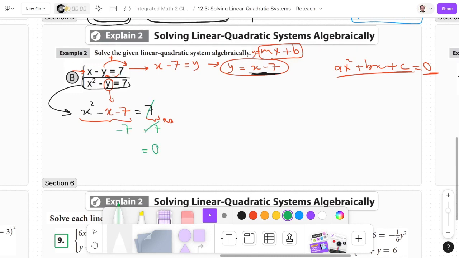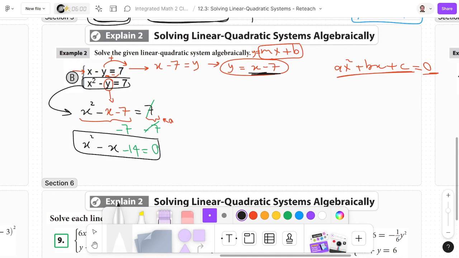So this side will become 0, and this side will become negative 7 minus 7, which is negative 14. And the first part will stay the same, x squared minus x. So now, is this one a standard form? Yes, this one is a standard form.